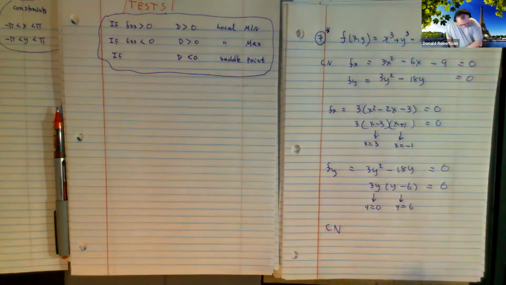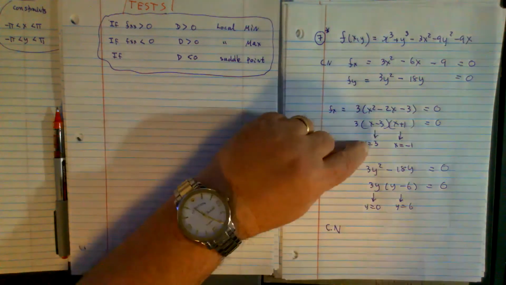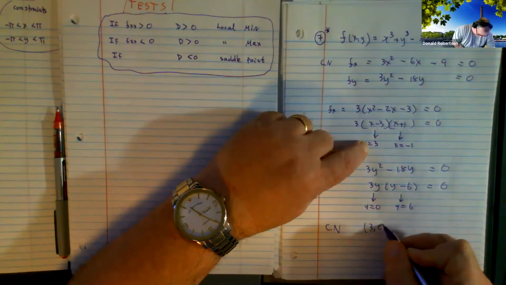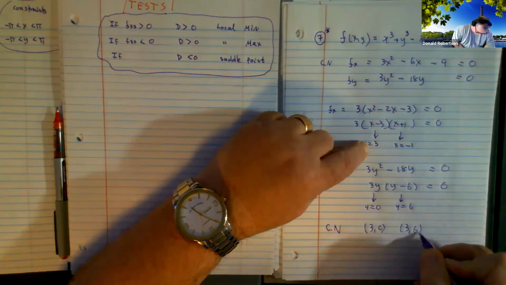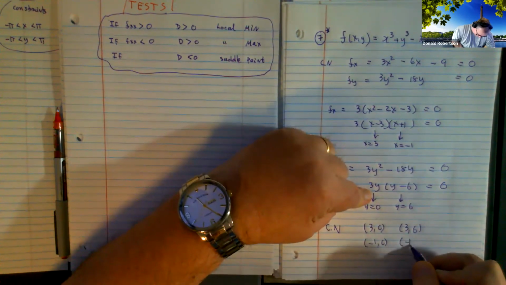So how many critical numbers will you get from this story? Do you get 2? Do you get 4? How many different ones do you get? 4. So you get a 3 with a 0, a 3 with a 6, a -1 with a 0, and a -1 with a 6.